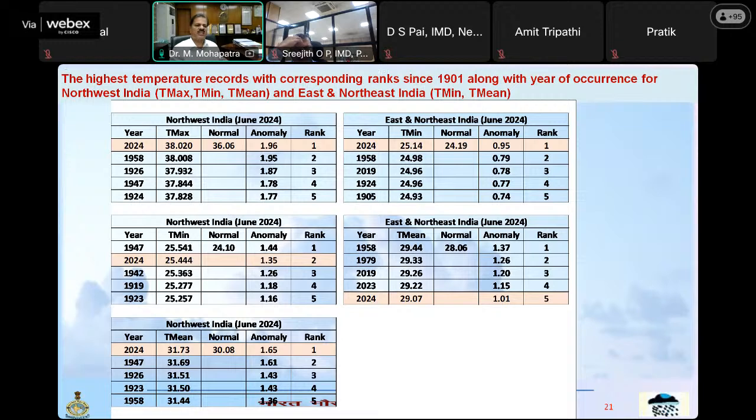Now let us look at the highest temperature recorded with corresponding ranks since 1901. If I just look at the same thing that I showed there, this is the same thing. So 2024 was the highest rank, and accordingly the next highest, if you just look at, was 1958, then 1926, 1947, 1924. So this is one of the highest Junes, you can say, compared to the past data since 1901, for maximum temperature of northwest India. Similarly, for northwest India, if I consider the minimum temperature also, you will find rank 2 in 2024. So this is the same data that I explained in the previous slide.